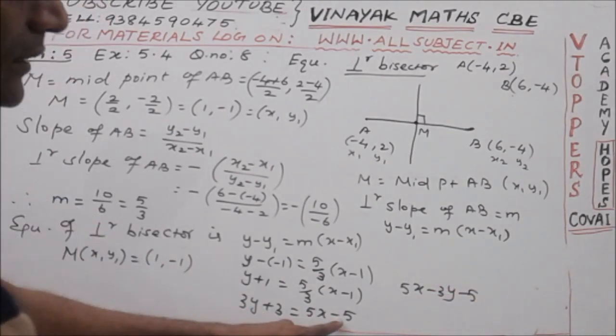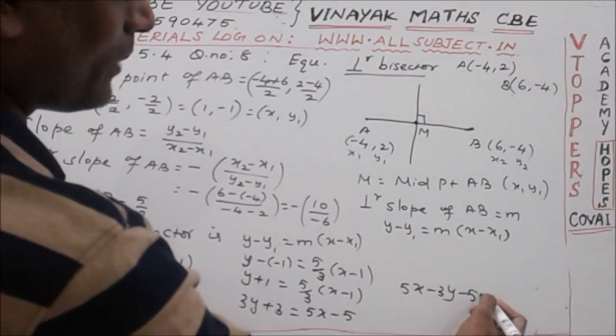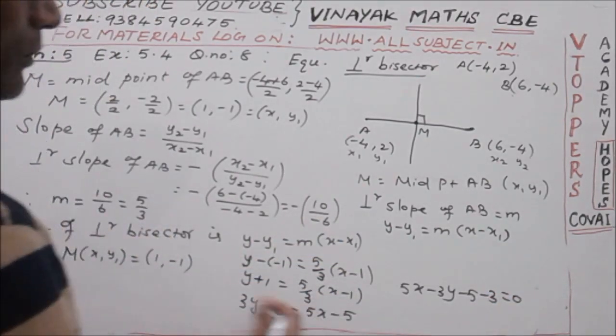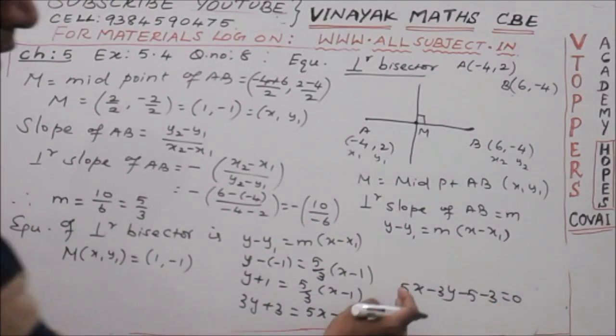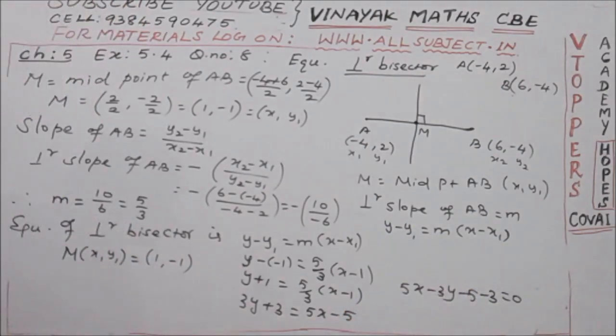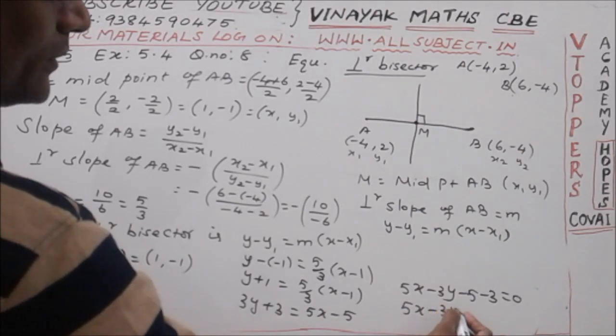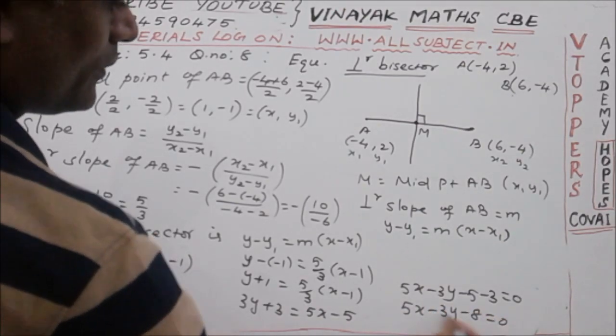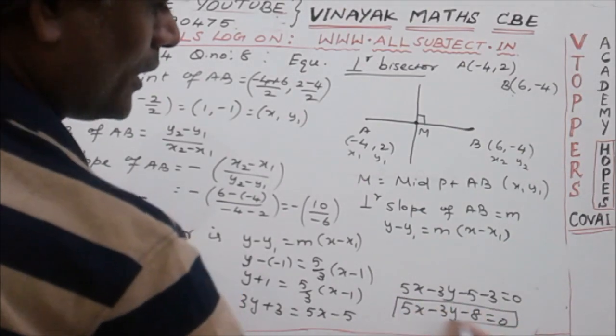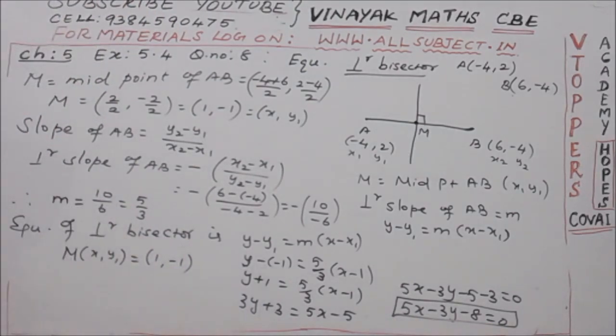Already we have minus 5 on the right side, so plus 3 gives minus 3 equal to 0. So bringing all the terms to one side, we have 5x minus 3y minus 8 equal to 0. So 5x minus 3y minus 8 equal to 0 is the required equation of the perpendicular bisector.